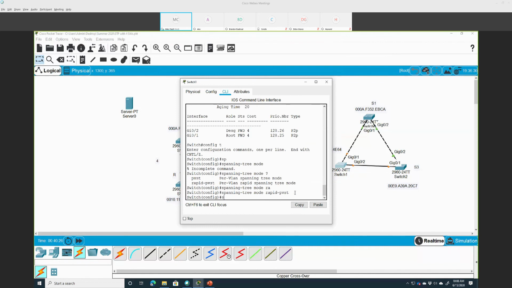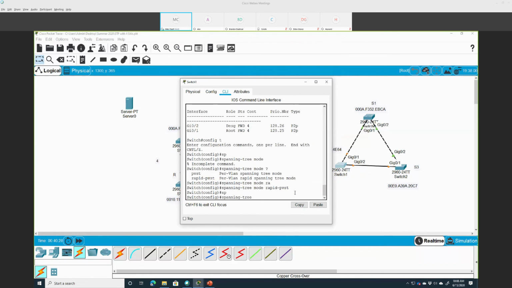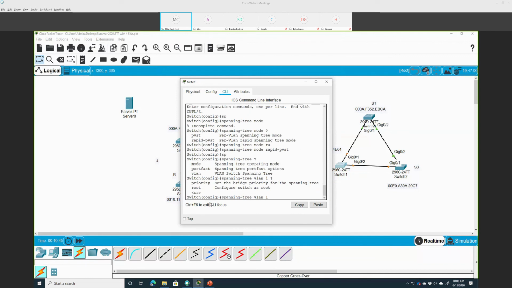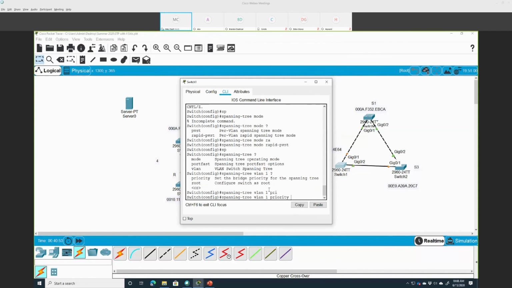Now I'm going to put spanning-tree, question mark, VLAN. I can put VLAN 1, and I can say priority or root. If you put a question mark here, this is where you can set the priority. The priority has to be a multiple of 4096. So I can put 4096 or whatever multiple of 4096, and you press enter.